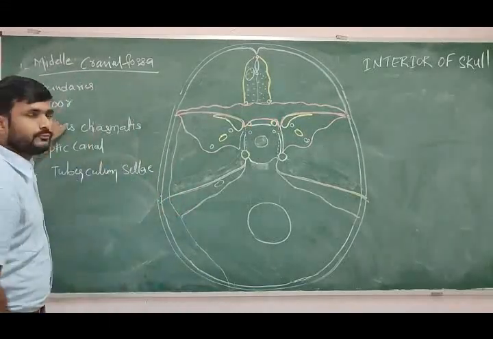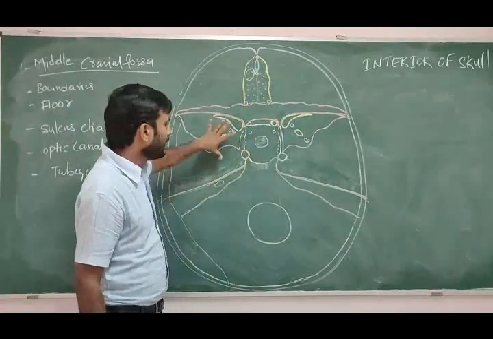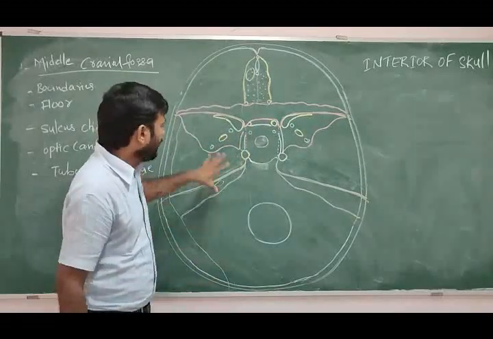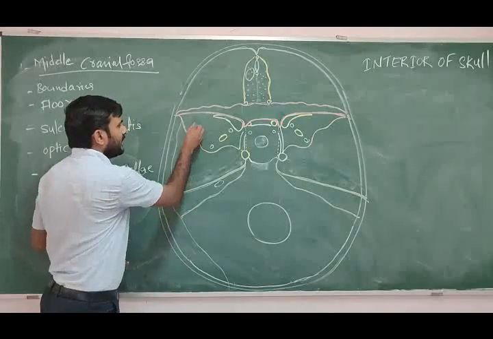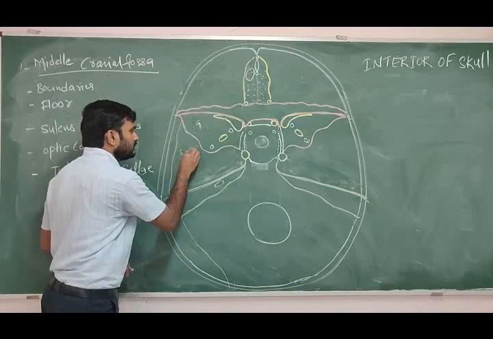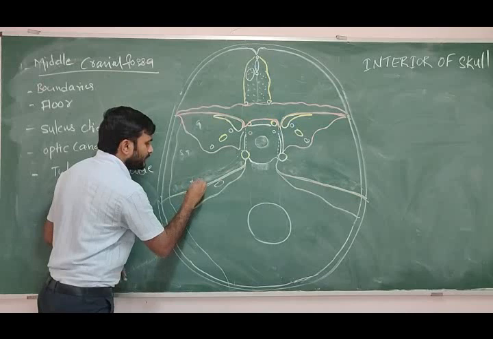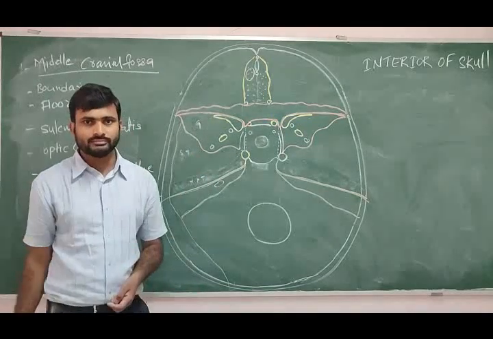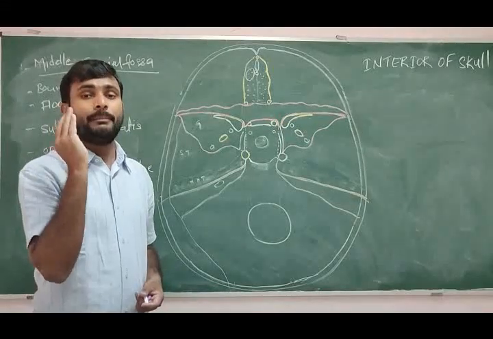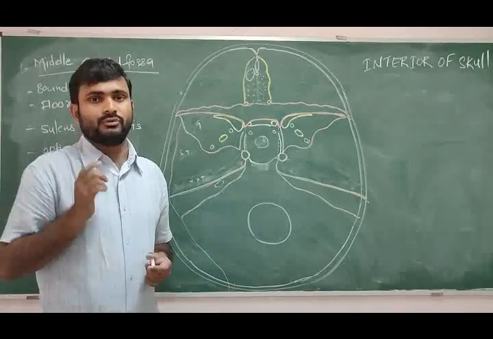Now compared with the floor. The floor is again divided into two parts, the central part and the lateral part. The central part is formed by the body of the sphenoid and the lateral part is formed by the greater wing of the sphenoid first, the squamous part of the temporal bone second, and the third one is called the anterior surface of the petrous part of temporal bone. So these three bones form the lateral part of the middle cranial fossa, that is the floor.